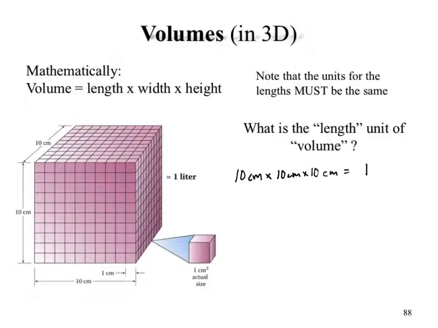Equals 1 liter. So we have to complete the calculation on the left to set up this unit. What is 10 times 10 times 10? 1,000. What is the unit on the left? That is now centimeters times centimeters times centimeters, which equals centimeters cubed. This then equals 1 liter.